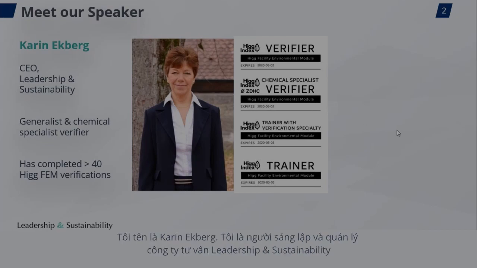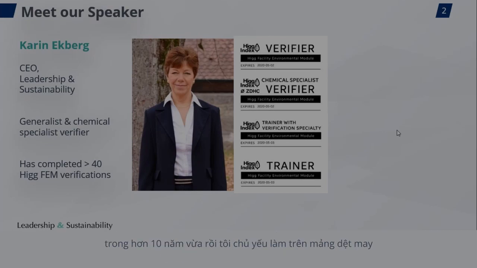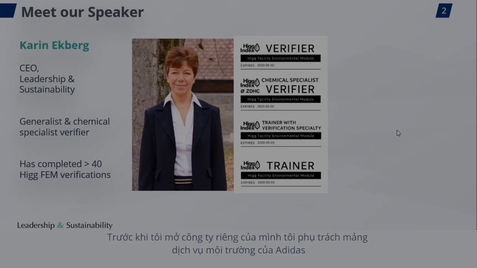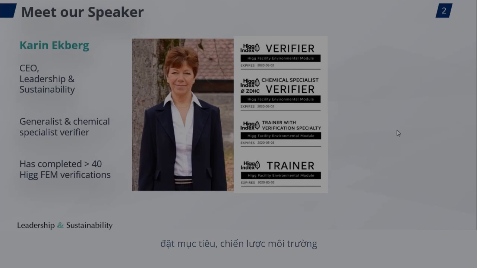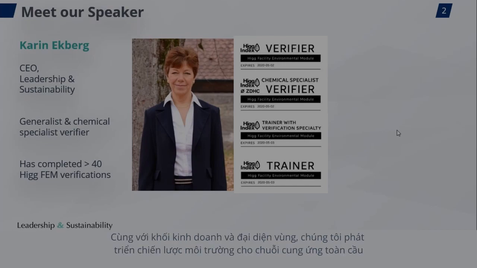So my name is Karen Ekberg, and I'm the founder and manager of the consulting company Leadership and Sustainability. I have spent nearly 35 years in the sustainability area, worked in many different sectors, and for more than 10 years now, I'm working in the textile sector. Before I started my own company, I worked several years at Adidas. I was responsible for environment globally and setting the goals and the strategy for environment. And this role included developing the environmental strategy for the supply chain as well, together with our business functions and regional representatives.